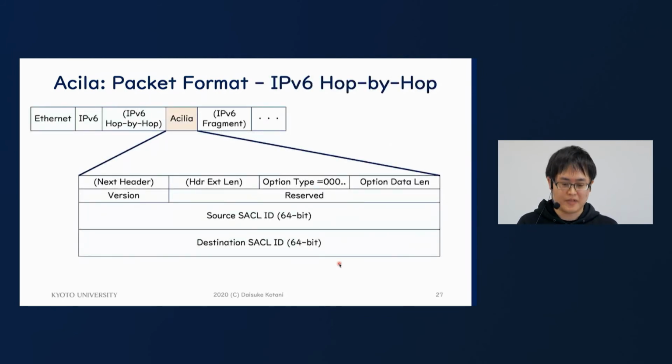So if we take the hop-by-hop option, this is pretty straightforward. In the IPv6 option header, we can define the ACLs header. What's included here are the source SACL ID and destination SACL ID, both in 64-bit.